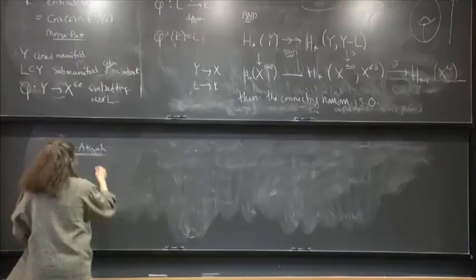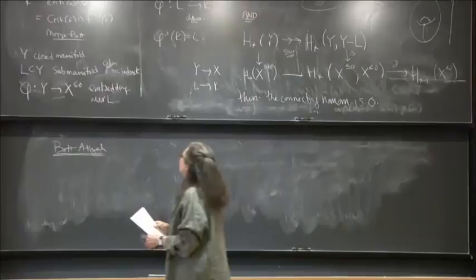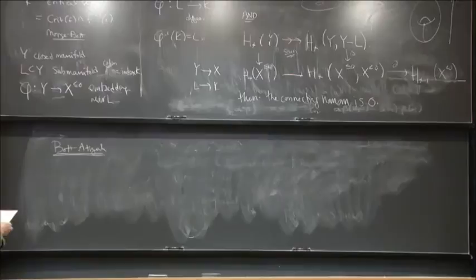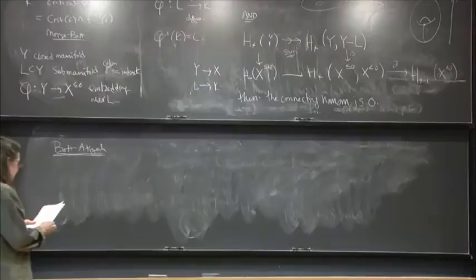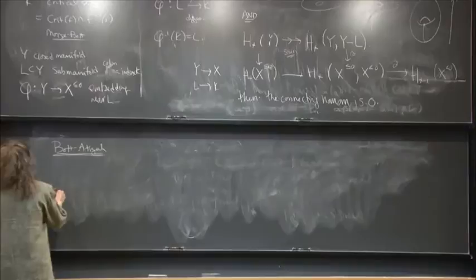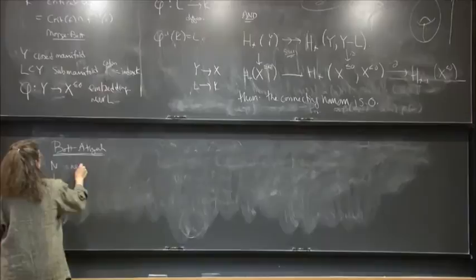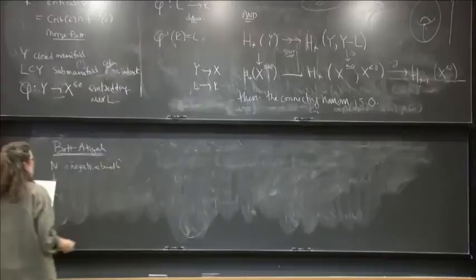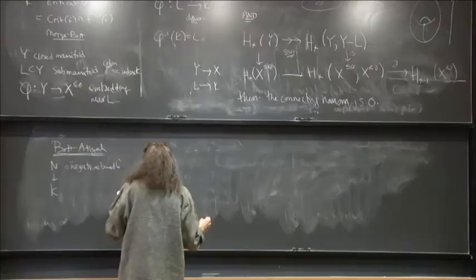Back in the late 1970s, they had the following case. The case that they considered: they had a critical set K, and N is a negative bundle over K. So this is a critical set.